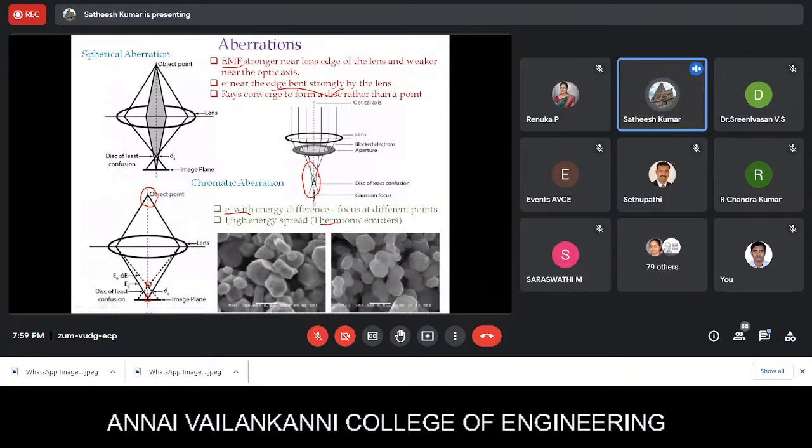This is mainly a problem in thermionic emitters, which have a high energy spread. In thermionic emitters, this delta E is very high, which causes a problem when we try to focus the image. Chromatic aberration is also much higher at a lower accelerating voltage. In this typical example, 5 kV is given and the image looks blurred, whereas if you increase the accelerating voltage to 20 kV, you get a much clearer image.